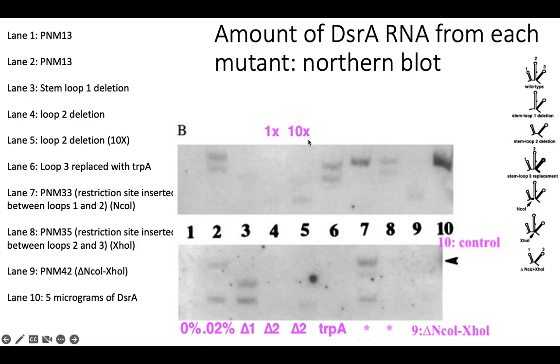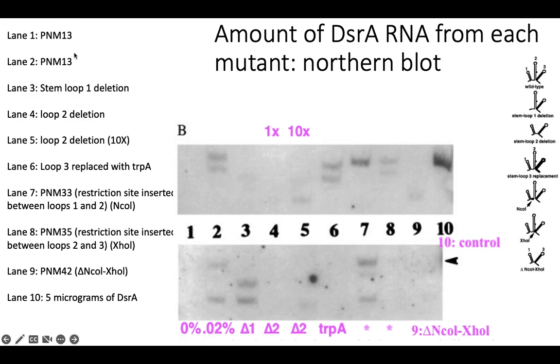Okay, so if you look here, we generated several different mutants of DsrA RNA that we're going to use in our experiments. I know this looks like a lot at first. Literally all we're measuring in this, we're using a northern blot, and we're just making sure that we have enough of each of these RNAs, basically that transcription is able to occur in our mutants.